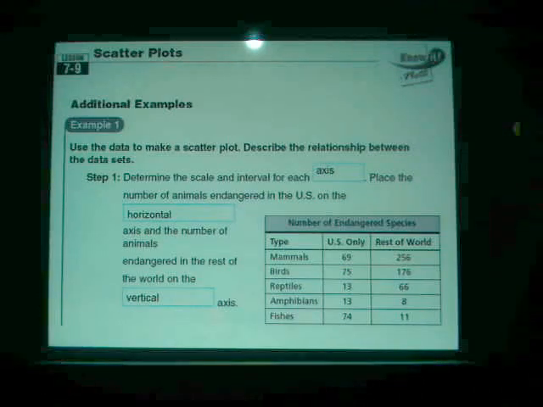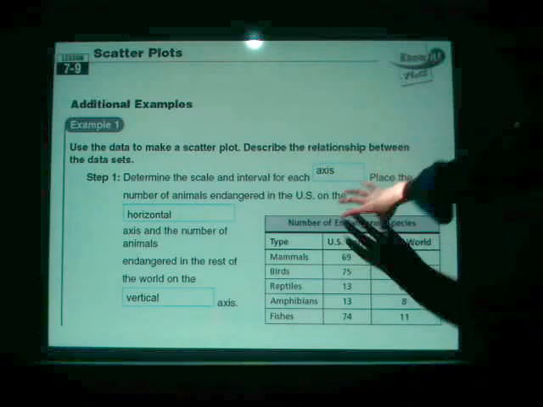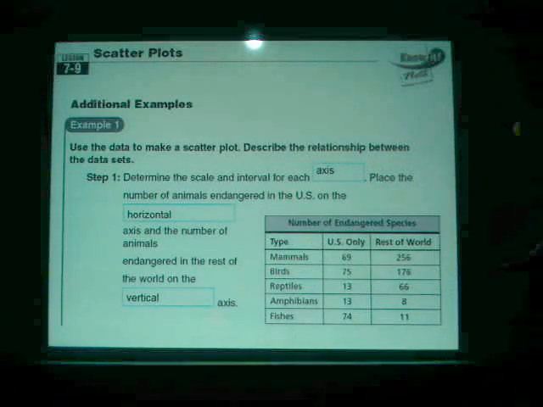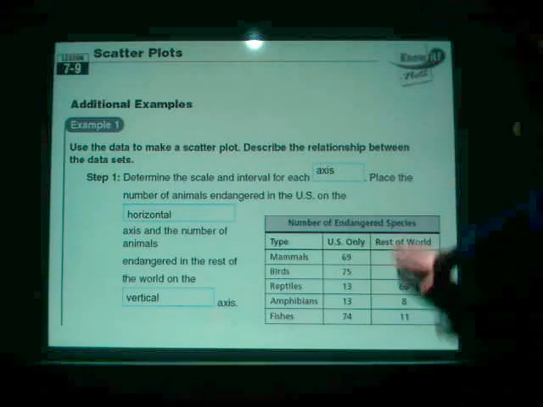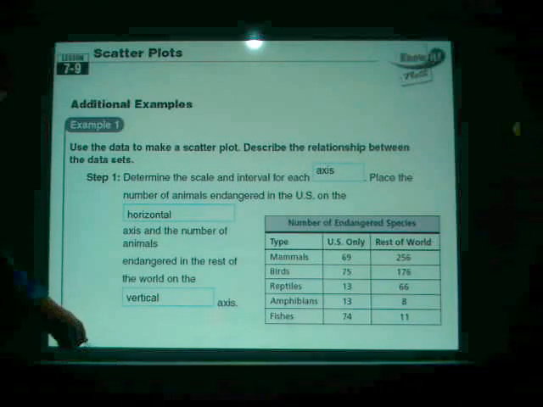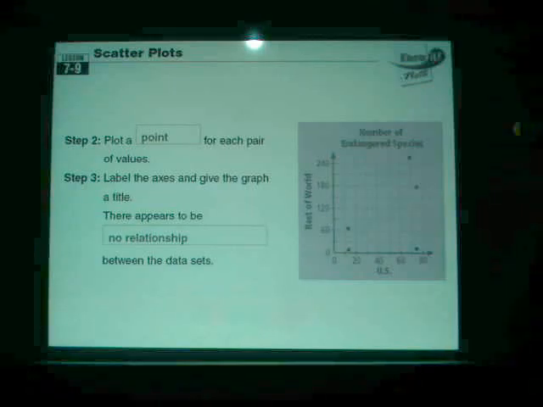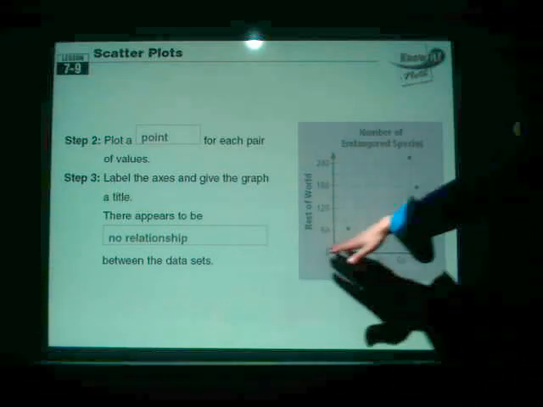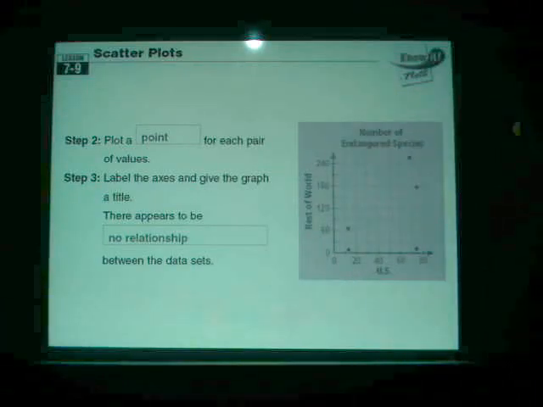So, as it says in step 1, we're going to determine the scale and interval for each axis, placing the number of animals endangered in the US on the horizontal axis. So these US numbers are what's going to go left to right when I make my graph in a moment, and the number in the rest of the world on the vertical axis. So these are going to go on that y-axis that goes up and down. And you can see here as I toggle to the next slide that indeed your graph does not have that mammal listing or any of those; the U.S. numbers are set up on the x-axis and the rest of the world numbers on the y-axis.